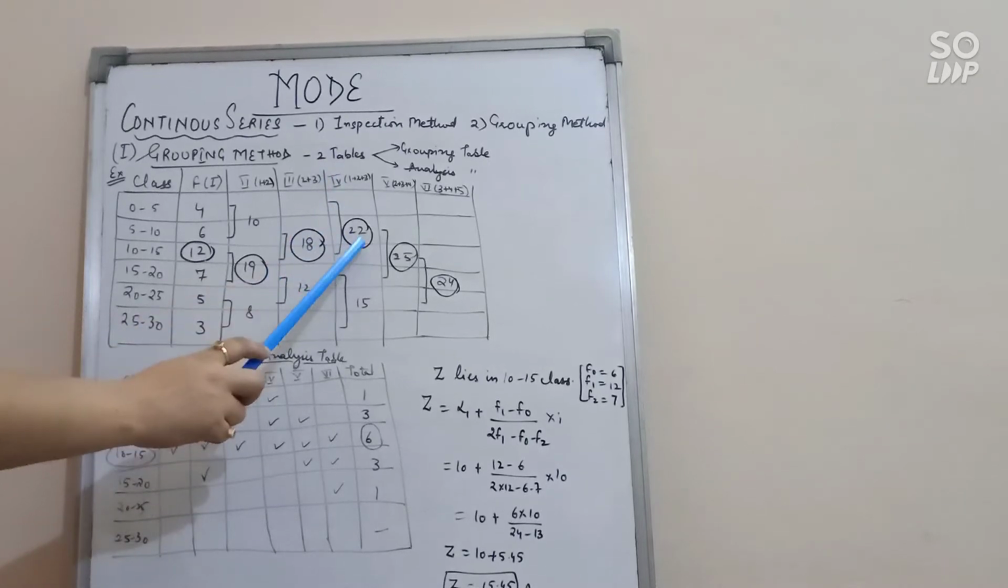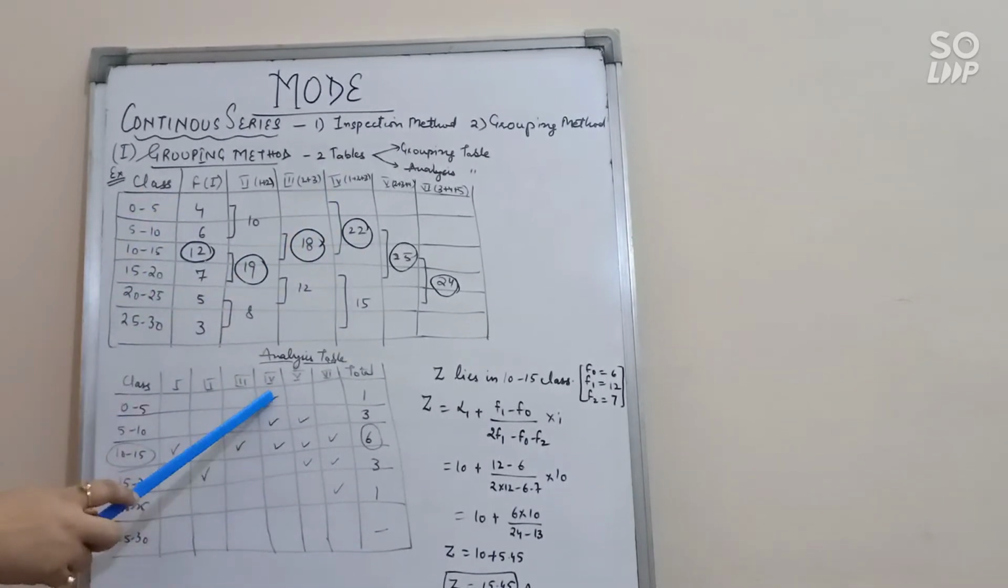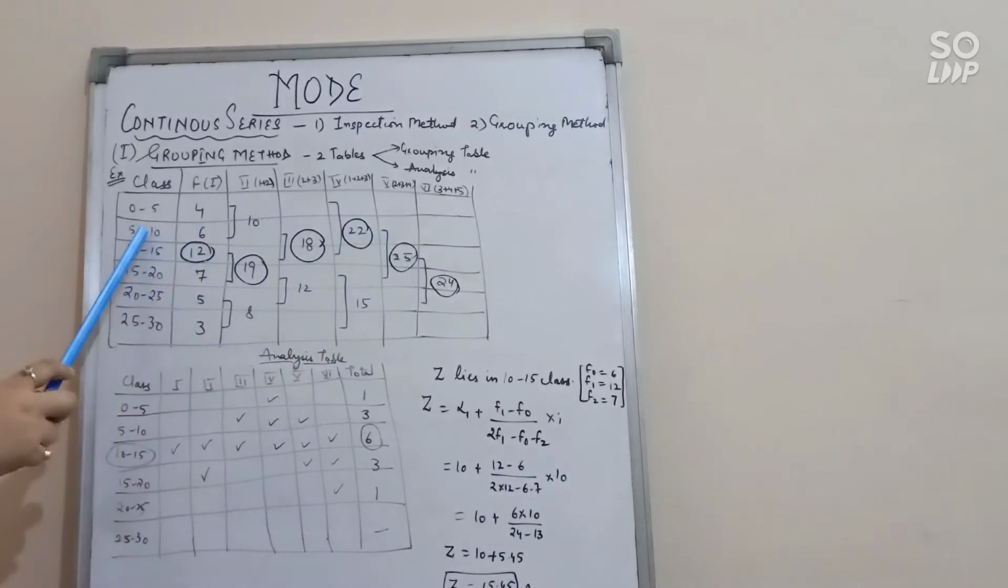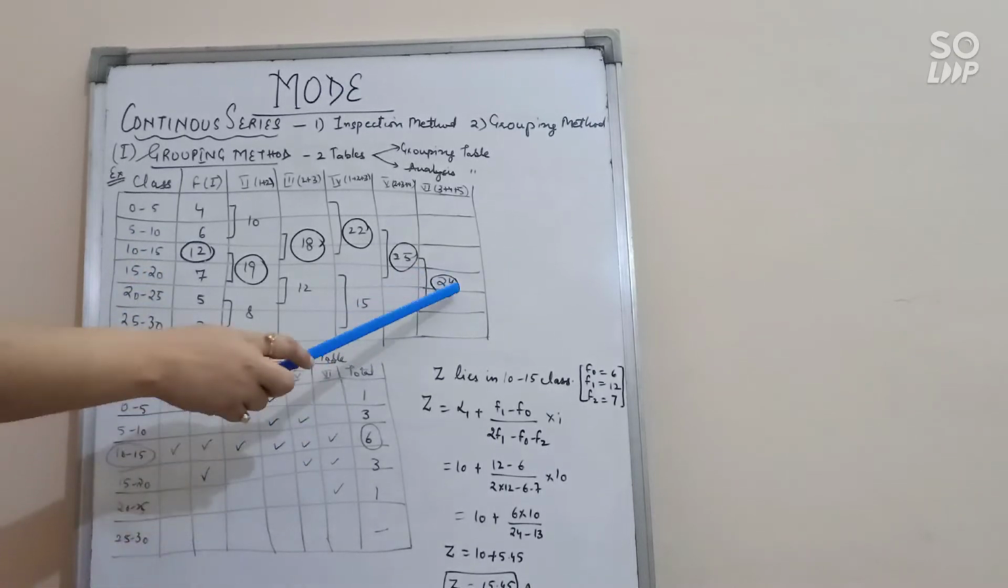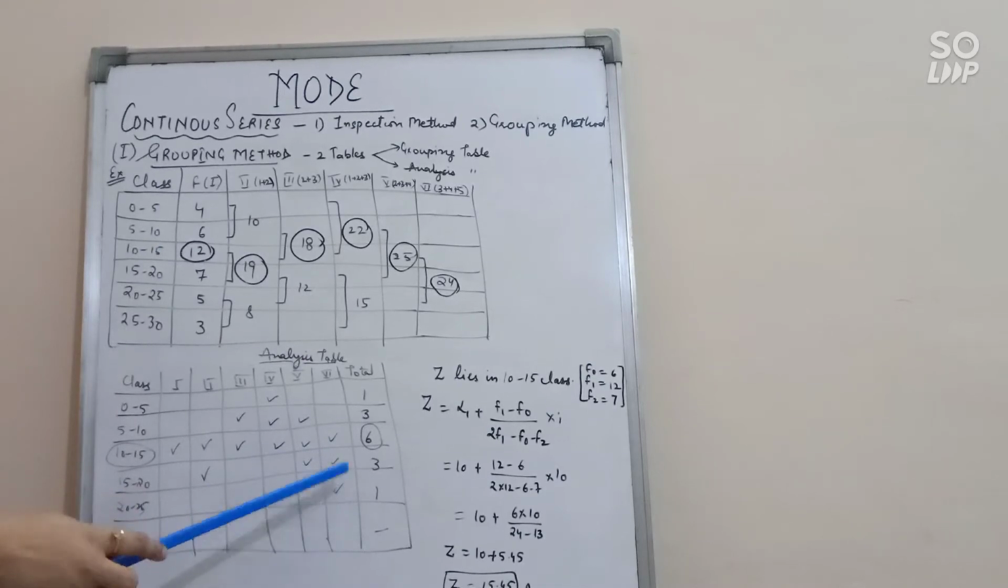Next, in the fourth column 22 is the highest value. It lies in these three groups, 0 to 5, 5 to 10, 10 to 15. In the fifth column, it lies between 5 to 10, 10 to 15 and 15 to 20. Clear? Then the last column, it lies between 10 to 15, 15 to 20 and 20 to 25. So in this way you will find where the highest value lies and put a tick.